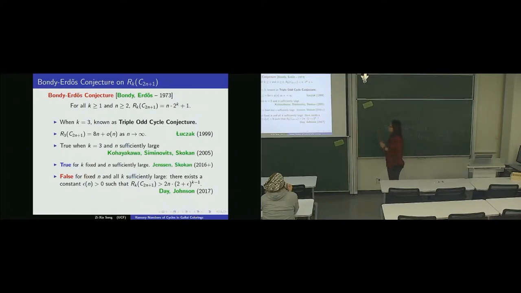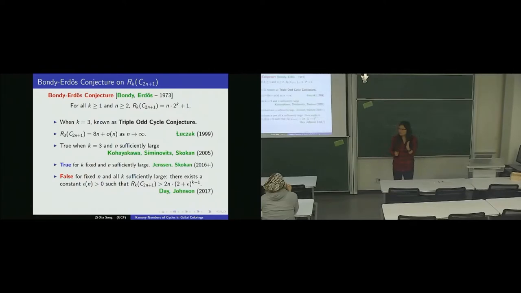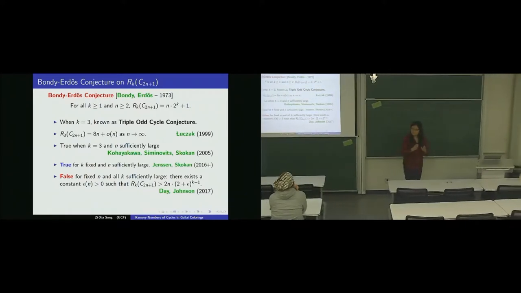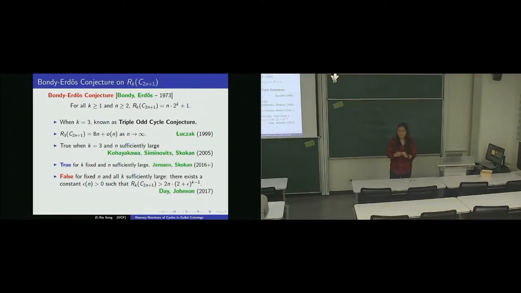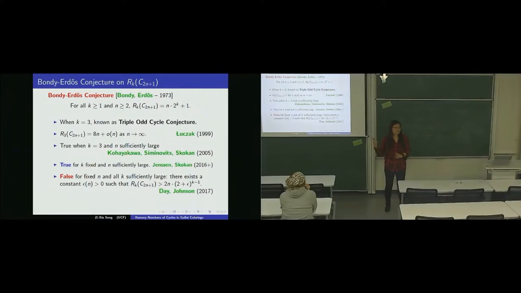Jenssen and Skokan showed that if you fix k, if the number of colors is fixed, and you let the cycle length go as large as you want, then this conjecture is true. However, Day and Johnson showed that this conjecture is false if you fix the cycle length n, but let k be arbitrary.